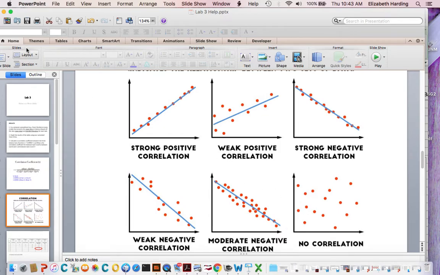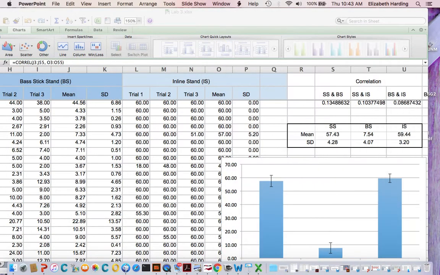So our values are very close to 0, which leads me to think that there's not a whole lot of correlation happening between our three balance tests.